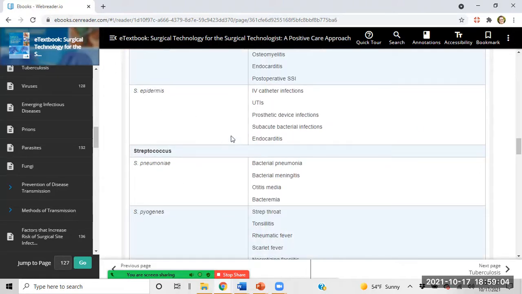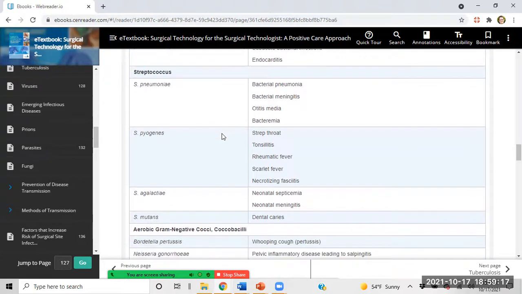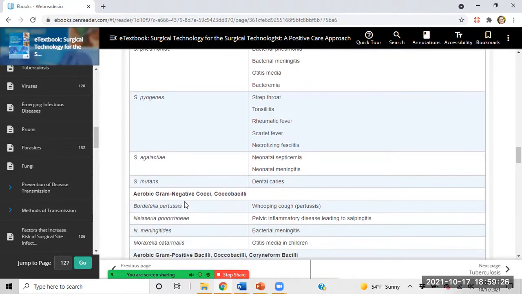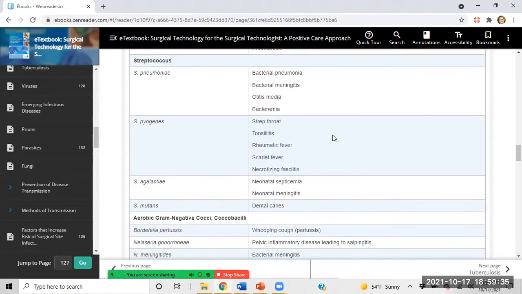Staph epidermidis, this is also from IV catheters, UTIs, any prosthetic device infection, as well as subacute bacterial infection and endocarditis. And then we've got the Streptococcus family. So we've got Strep pneumoniae, Strep pyogenes, Strep agalactiae, and Strep mutans. And so you can see these all cause different types of results.